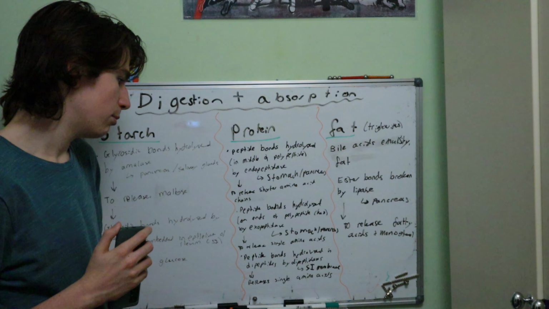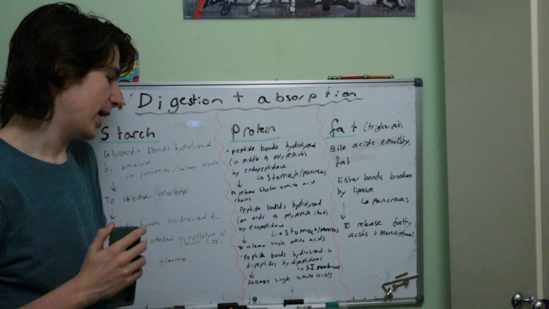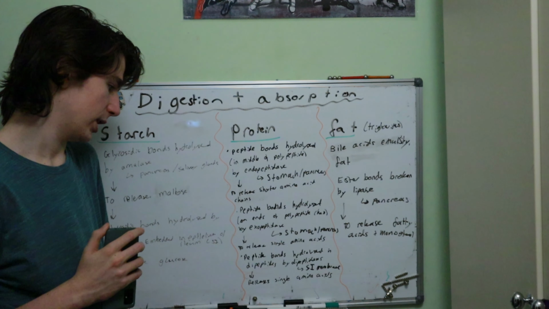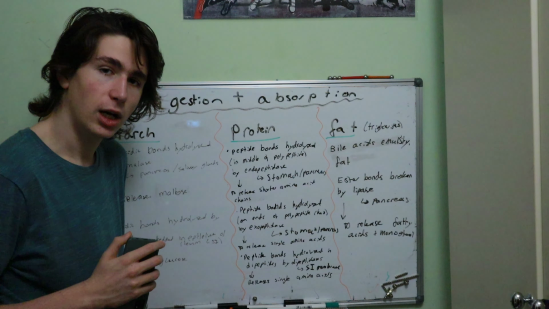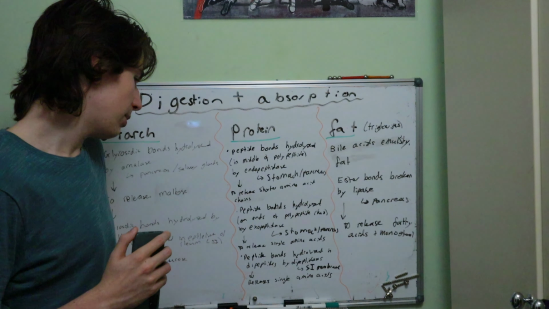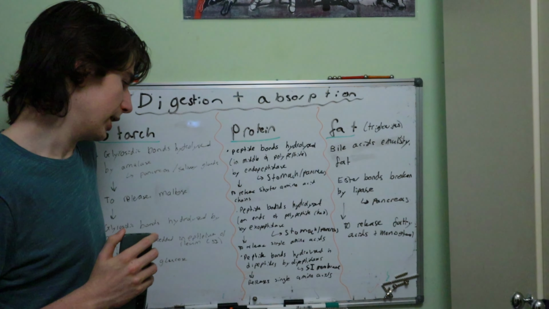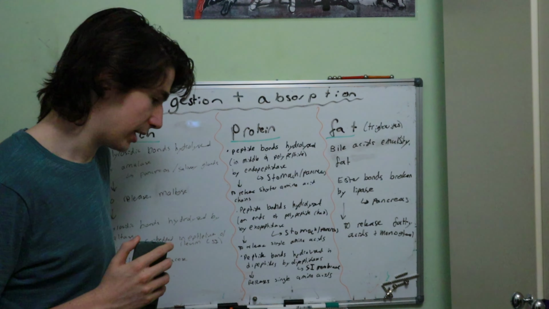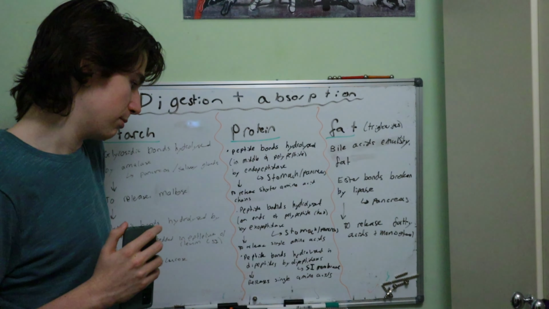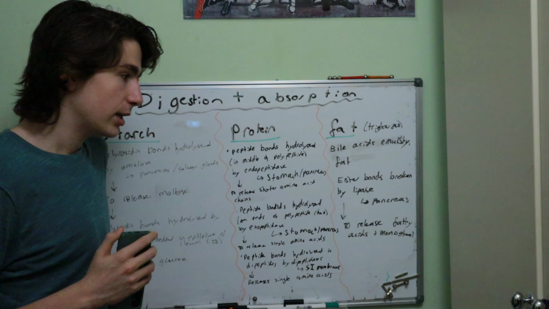Now, secondly, peptide bonds are hydrolyzed on the ends of the polypeptide chain by exopeptidase, which is released in the stomach and pancreas, and this is to release single amino acids. Then, peptide bonds are hydrolyzed between dipeptides by dipeptidases, which are found, similar to maltase, embedded in the small intestine membrane in the ileum, and this releases single amino acids.